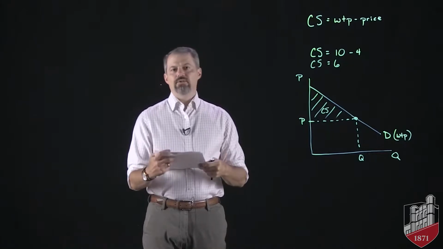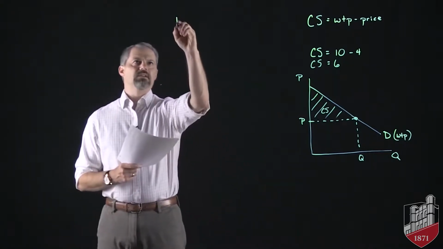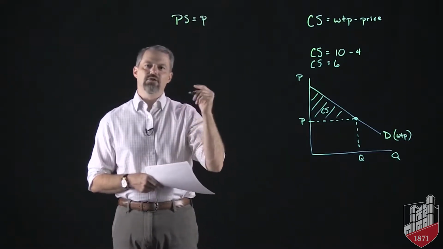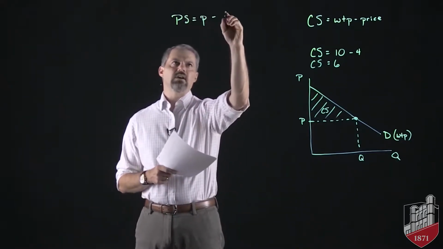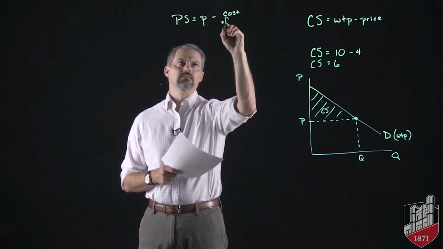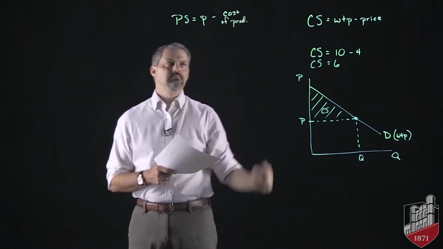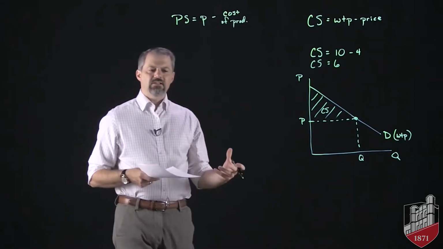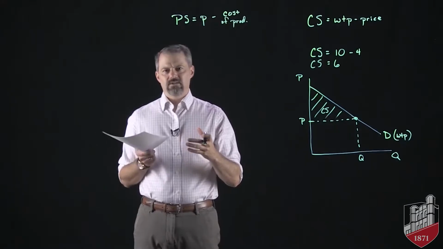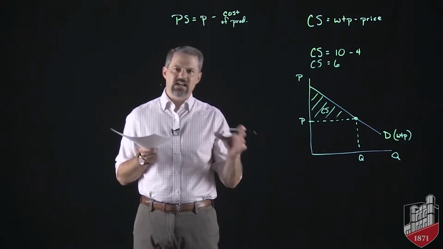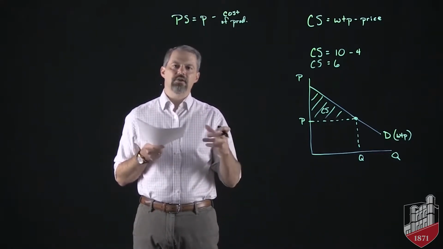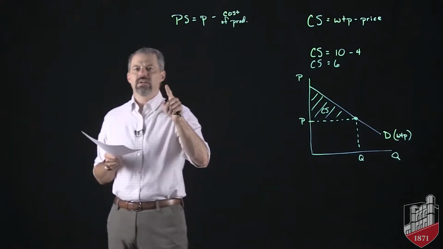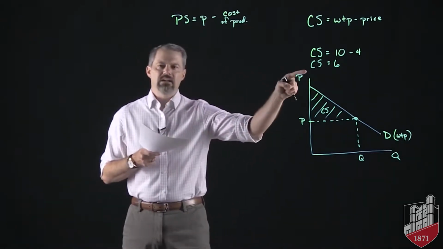Let's think about producer surplus. Producer surplus is equal to the price that is paid for the good to the seller minus the cost of production. So if a seller is paid $20 for something and it costs them $7 to produce, they got $13 of producer surplus. So if there's one unit of the good being transacted, it's one number minus another.